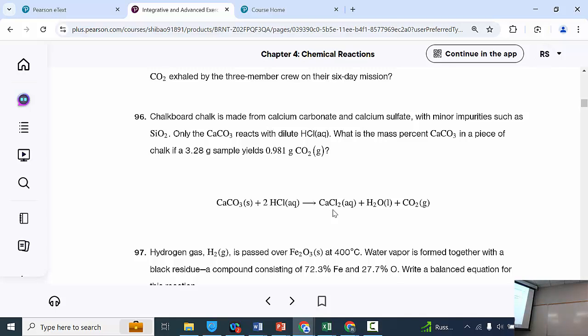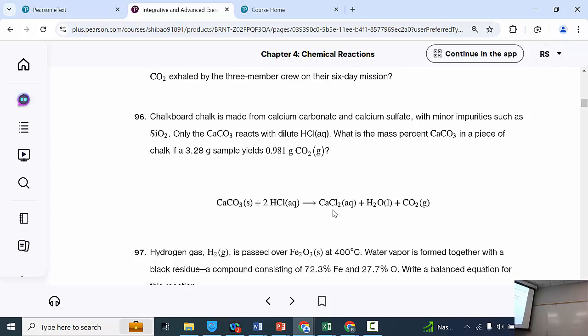Chalkboard chalk is made from calcium carbonate and calcium sulfate with minor impurities such as silicon dioxide or quartz, SiO2, or silicon(IV) oxide. Silicon is a semi-metal, so you can either use ionic nomenclature, silicon Roman numeral 4 oxide, or molecular nomenclature, although it doesn't form molecules. Silicon dioxide is a network covalent solid. It's quartz. You've seen quartz crystals. Quartz crystals aren't molecules.